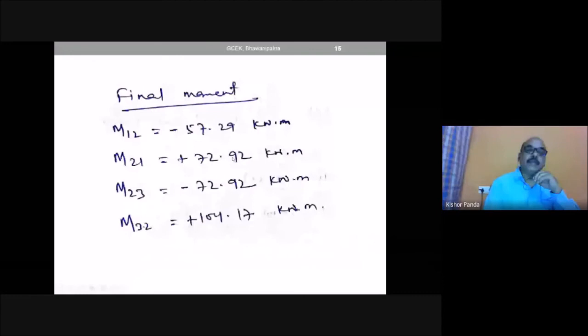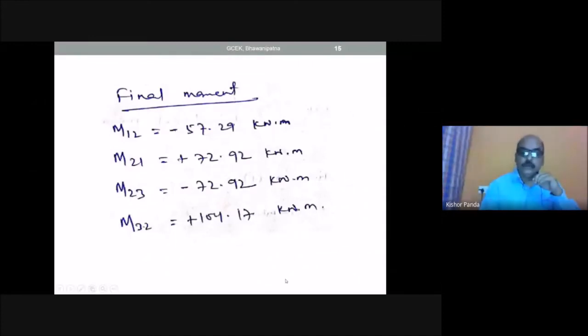After getting the final moments, you have to give the direction of the moments. Then you can plot the final bending moment diagram. Then also you can plot the shear force diagram. So we'll stop here.